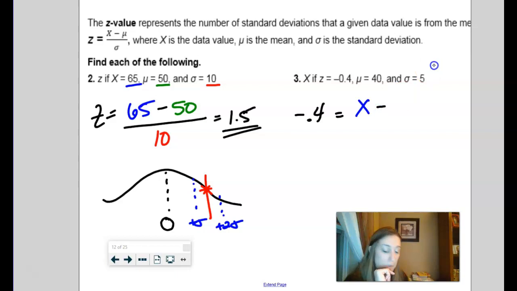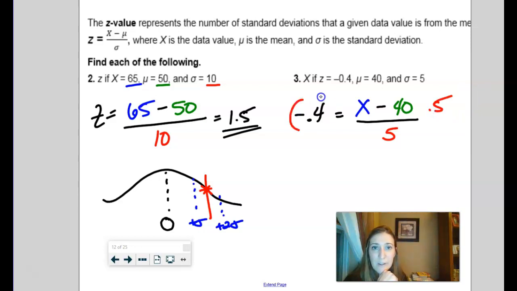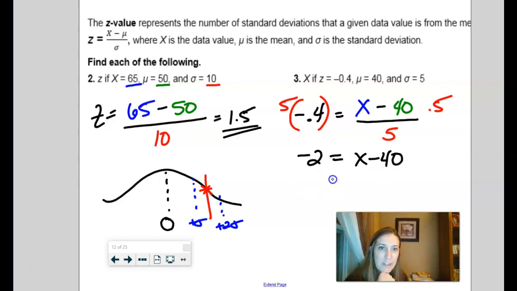So your mean is 40, and your standard deviation is 5. All right, so I'm just going to treat this like a little cross product. I'm going to multiply by 5 on both sides. That's a -2 equals x minus 40. And I'm going to add 40 to the other side and get x equals 38.